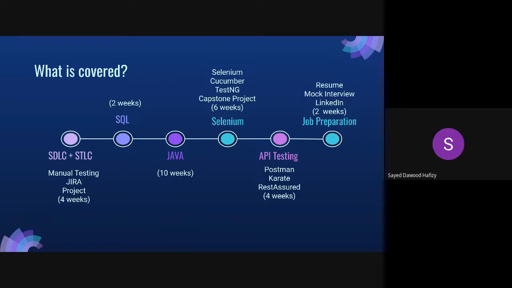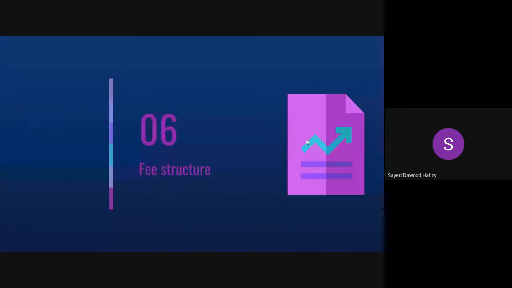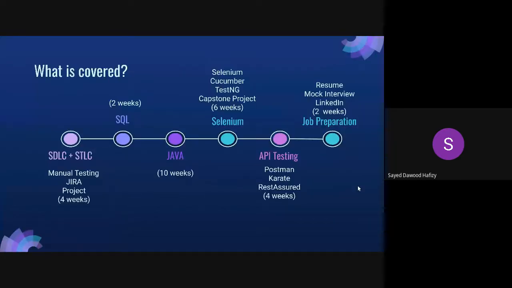This Java class will be for 10 weeks. We will have a senior developer teaching this class. After Java, we will start Selenium. I can say 80 to 90% of the market is run by Selenium, the automation part. So we will cover Selenium. After covering Selenium, we will also cover two famous automation frameworks, which are Cucumber framework and also TestNG.